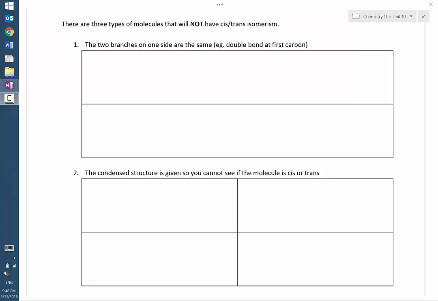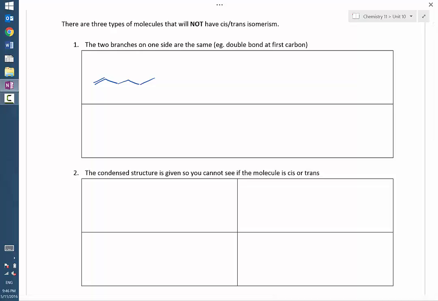There are a couple of situations where there would be no cis or trans designation for alkenes. And the first one is when the double bond is occurring at the first or last carbon. Here is an example. This structure here, there is no cis or trans.